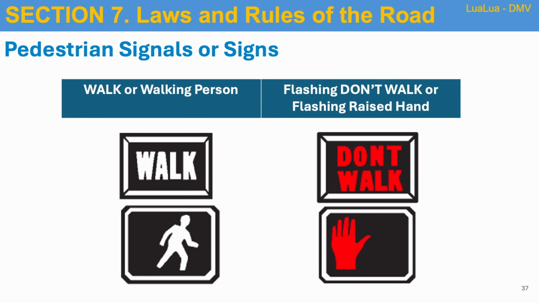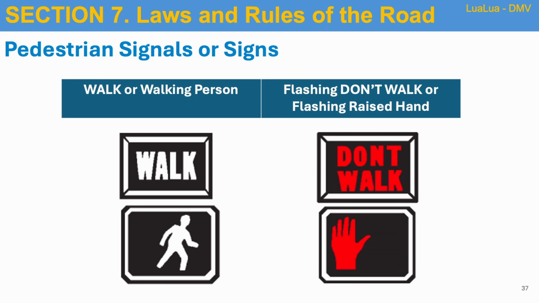Pedestrian signals or signs. Walk or walking person: you may cross the street. Don't walk or raised hand: you may not cross the street. Flashing don't walk or flashing raised hand: do not start crossing the street. The traffic signal light is about to change. Drivers must yield to pedestrians, even if the don't walk light is flashing.